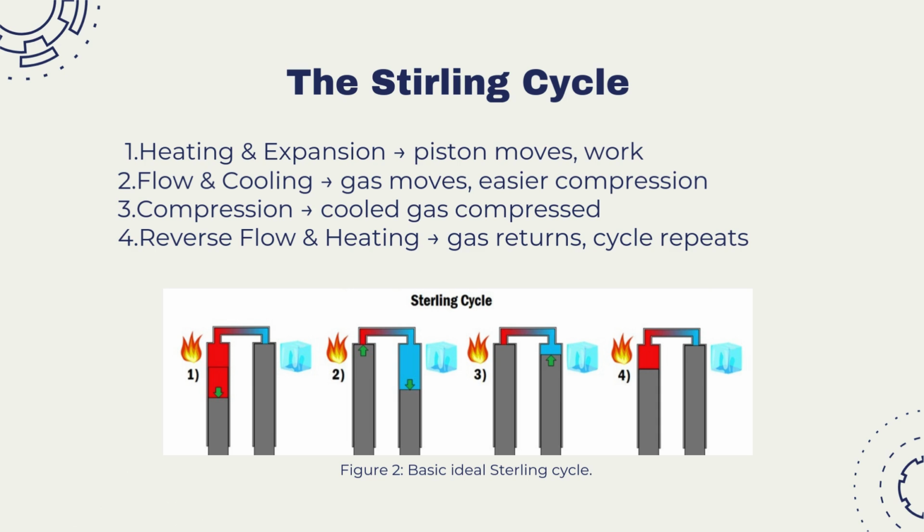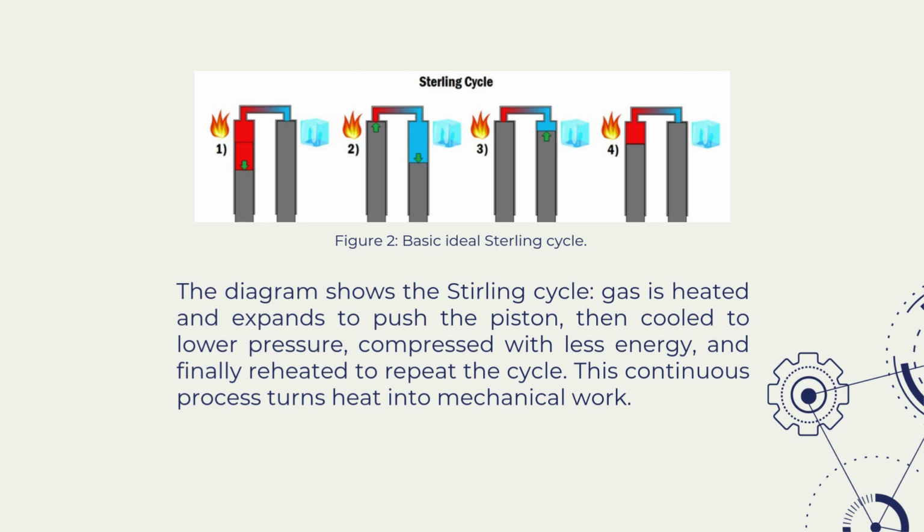And the fourth one is reverse flow and heating. The compressed gas flows back into the hot side. It heats up again, expands, and the cycle repeats. You can see on the slide, Figure 2, the basic ideal Stirling cycle. The diagram shows how it works. The gas is heated and expands to push the piston, then cooled to lower pressure, then compressed with less energy, and finally reheated to repeat the cycle.